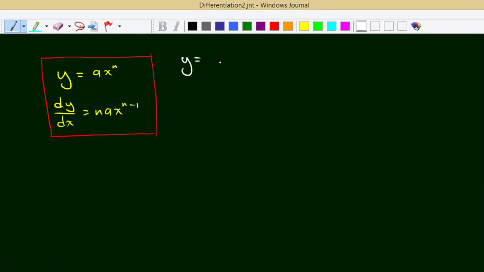y equal to 4x cubed. So dy/dx, which is the first derivative, is equal to, according to the formula, n multiplied with a. Now n is 3, a is 4. So 3 times 4, x to the power of 3 minus 1, which is equal to 12x squared. Alright, second one.